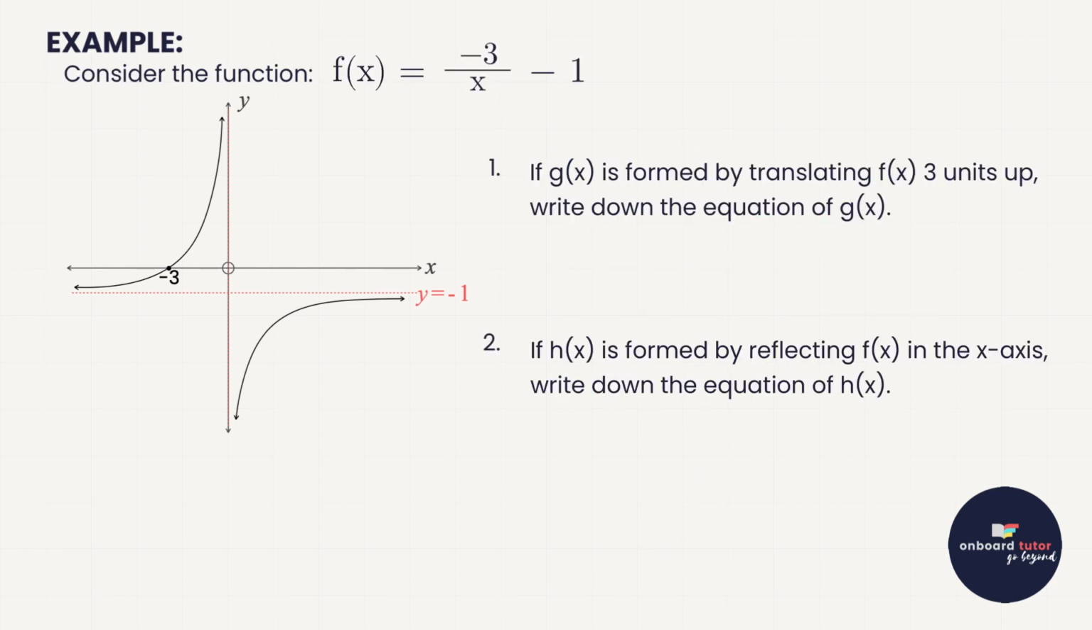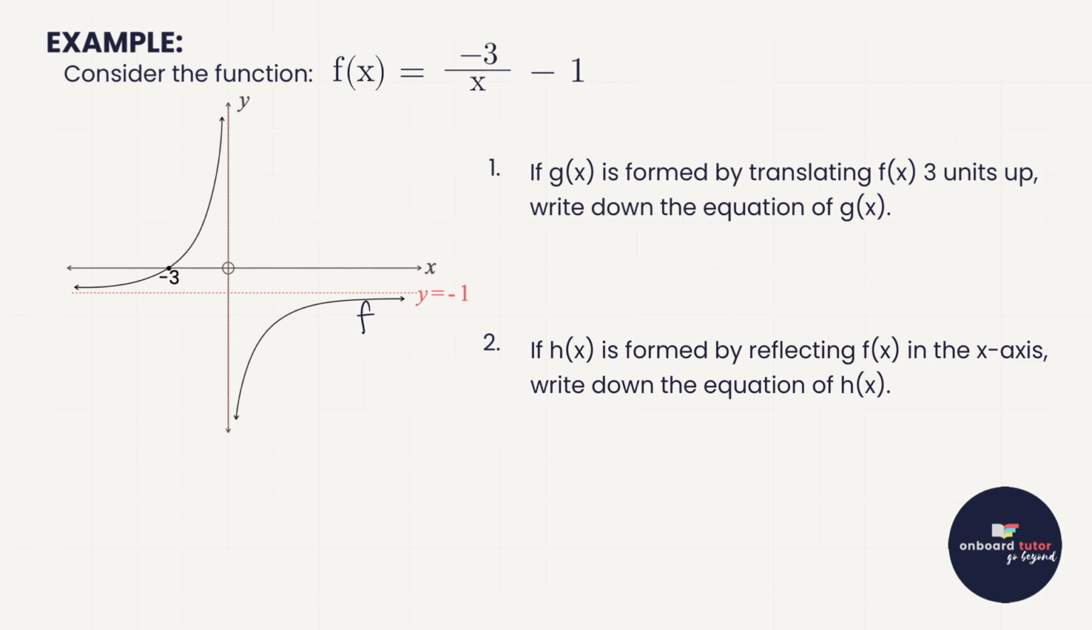Let's see if we can test our understanding of these graphs just before we sign off for this video. So consider the function f of x equals minus 3 over x minus 1. This is the one we actually just found the equation of. Here it is, quadrants 2 and 4 because of this minus 3, minus 1. Now they say if g of x, so talking about a new graph, this one here is f of x. There should actually be a label there. If g of x is formed by translating f of x 3 units up, write down the equation of g of x. Okay, so everything here needs to shift up 3 units.